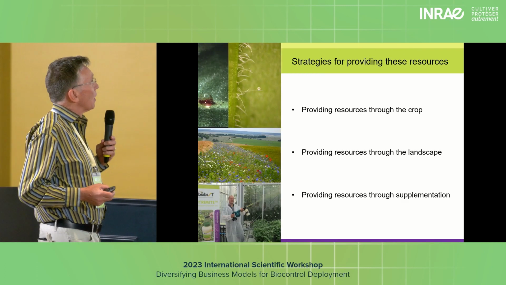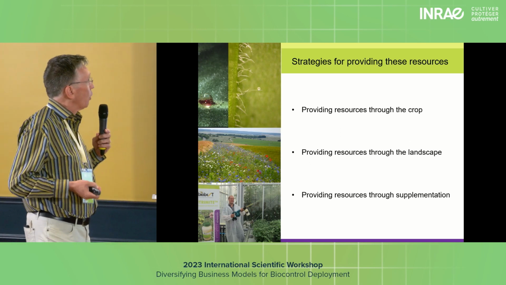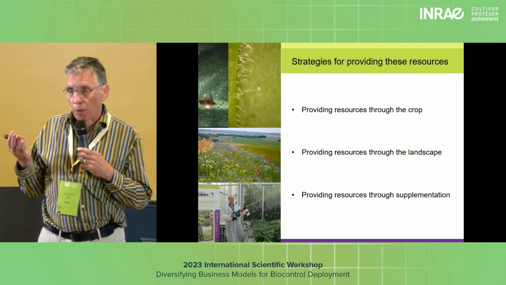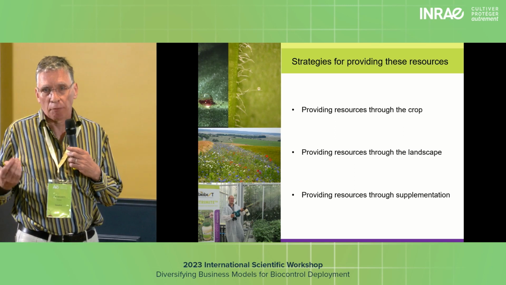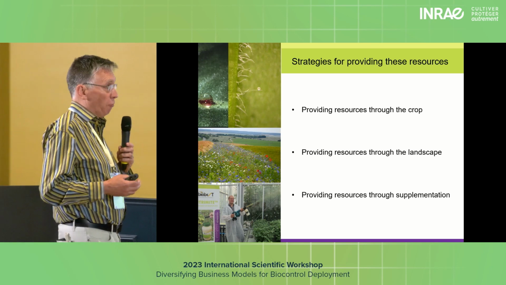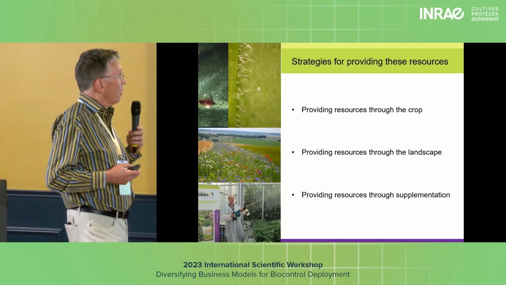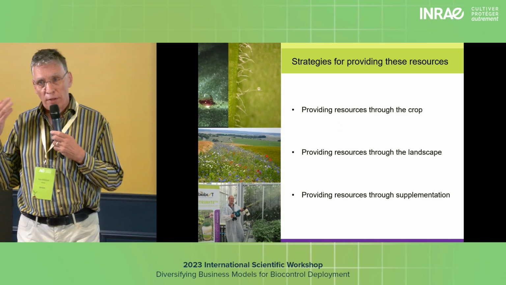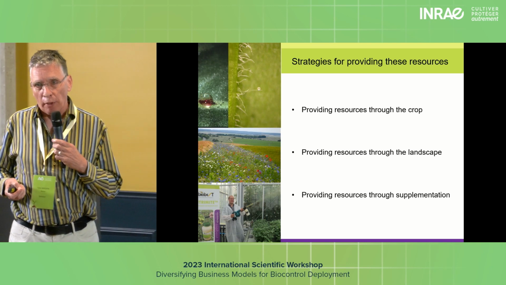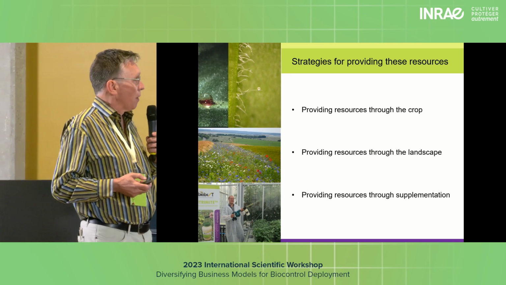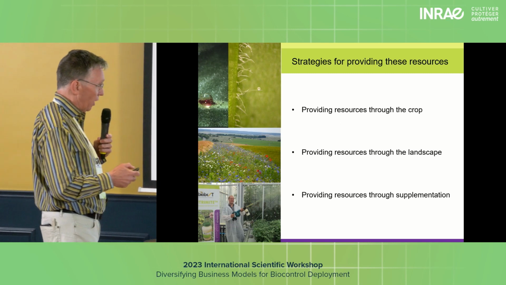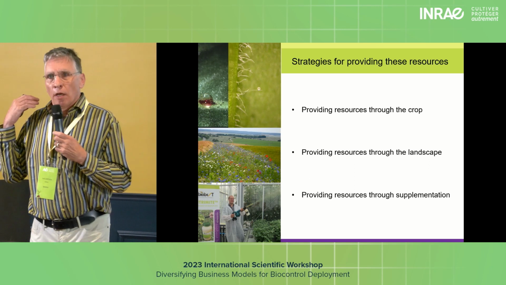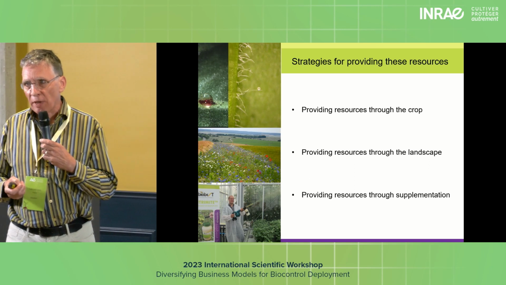So if we want to provide these resources, how can we do this? We can either provide them through the crop itself by selecting for certain cultivars that have more of these resources. We can provide the resources through the landscape by, for instance, including flower strips in the landscapes, or we can provide these resources also through supplementation, so by spraying the resources on the crop.